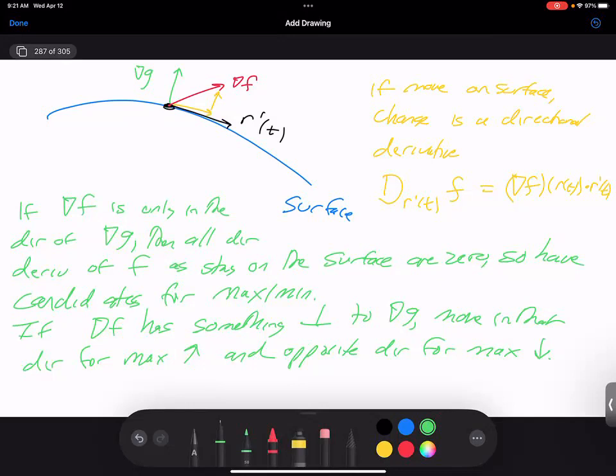Okay, any questions about this? So this is used a lot in economics to try to optimize various things. This uses a lot of the concepts we've had so far in the semester. You know, why do we care about level sets? Why do we care about directional derivatives? Yes.